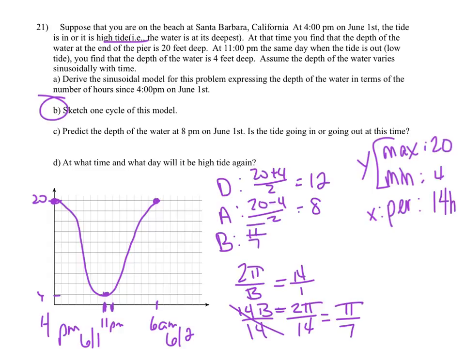So the equation, I'm going to write it with f of x, is equal to A cosine B x plus D. It starts at the max up here, so I do know that 8 is positive, and it's cosine because it starts at the top. If we wanted to, we could sketch the midline at 12, right in the middle of these two.